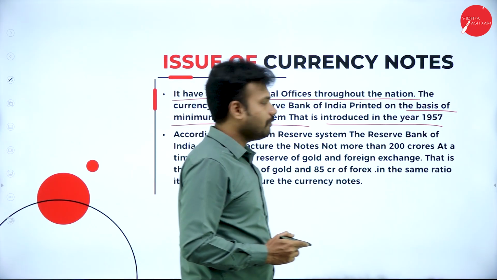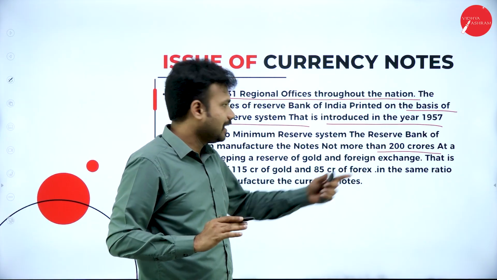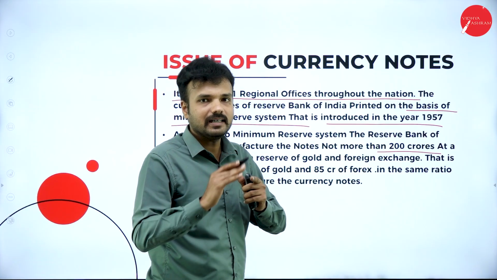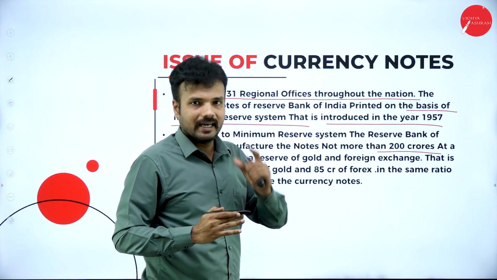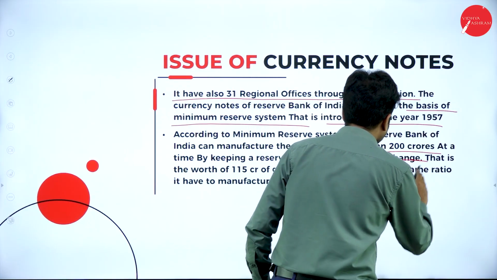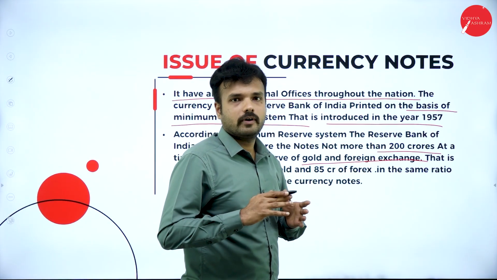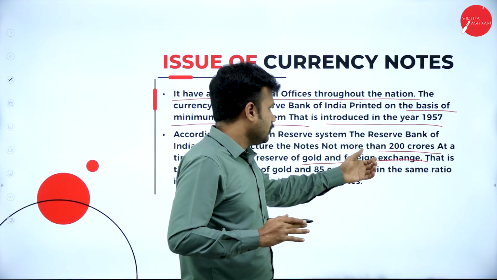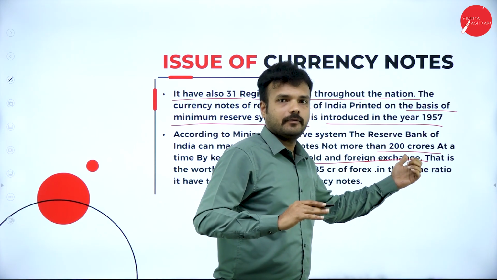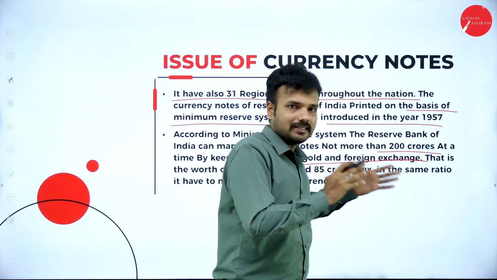According to the minimum reserve system, the Reserve Bank of India has the right to manufacture not more than 200 crores at a time. So at a time the Reserve Bank of India can manufacture 200 crore rupees by keeping gold and foreign exchange as a reserve. While manufacturing 200 crores of currency, it is the obligation of the Reserve Bank of India to keep a reserve worth 200 crore in the Reserve Bank of India.